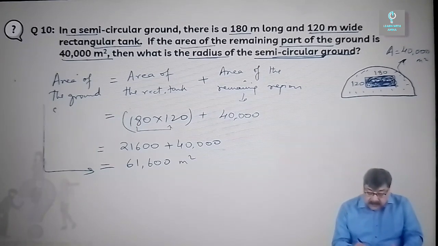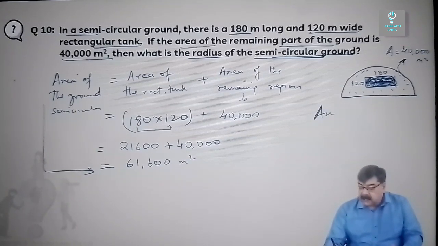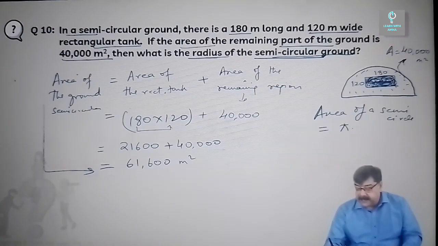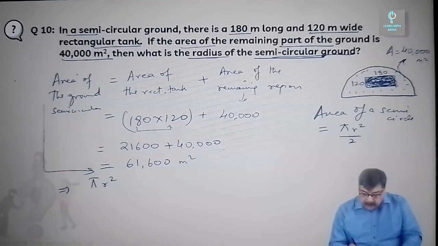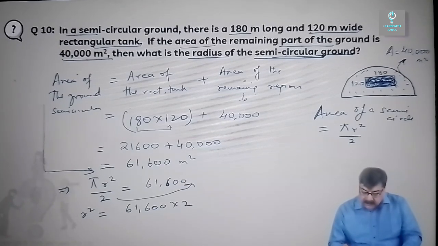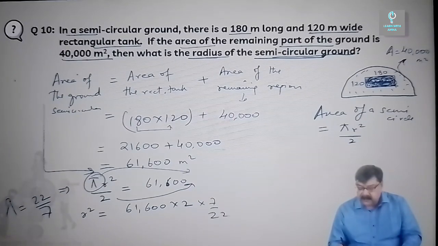Now this ground is semicircular, and the area of a semicircle or half circle, see, the area of a circle is pi r square, so it becomes pi r square by 2. So this means that pi r square by 2 is equal to 61,600. R square here becomes 61,600 into 2. This 2 goes here. And pi, which we are taking as 22 by 7, goes to the other side, reverses, becomes 7 by 22. So 2's cancel here, becomes 11.